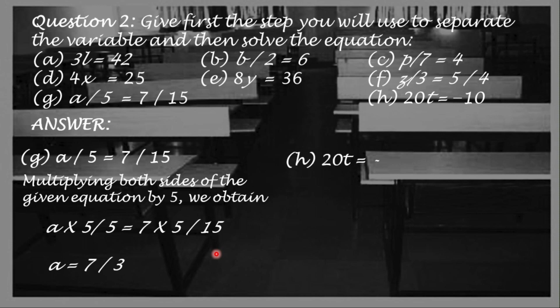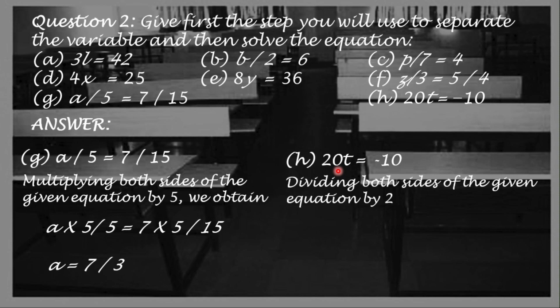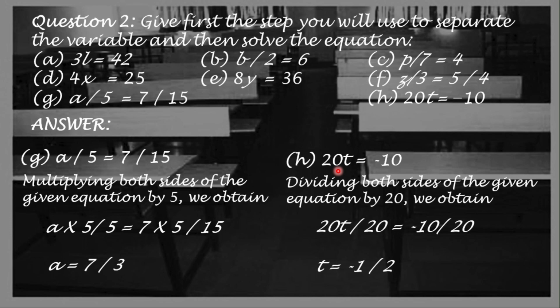Now last part, H part, 20t equals to minus 10. So here we'll do the same thing. Here the numbers are in multiplication. So in that case we will do division. So divide 20 both sides. Okay. So divided, what you will get here? T equals to minus 1 by 2. Try the remaining parts in your rough copy and check whether your answer is correct or not. Then after we'll copy it fair.